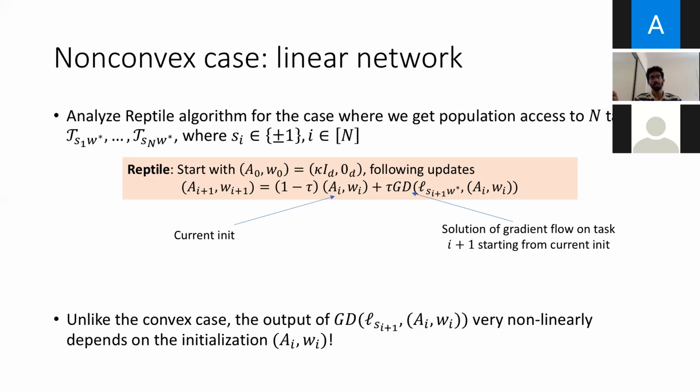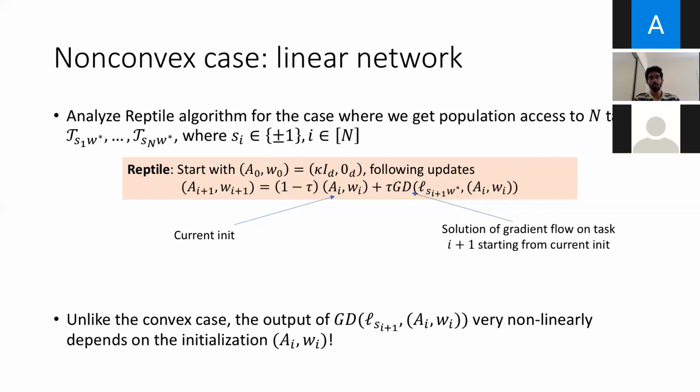As opposed to the convex case, where the output, especially if you have a strongly convex loss, is not going to depend on the initialization at all. And note that the assumption that you have population access to the N tasks is quite strong. However, the lower bound for the convex case holds even in this case. And even though there are other trivial algorithms that could just use population access to these tasks and do something in a simple way, the whole point of this is to show that the updates done by Reptile actually learn the subspace.